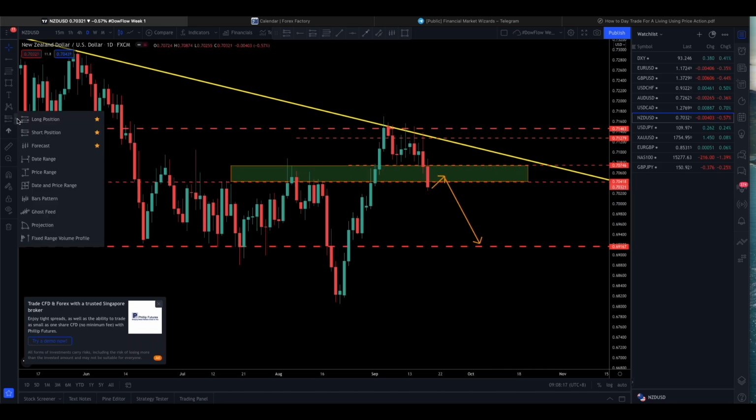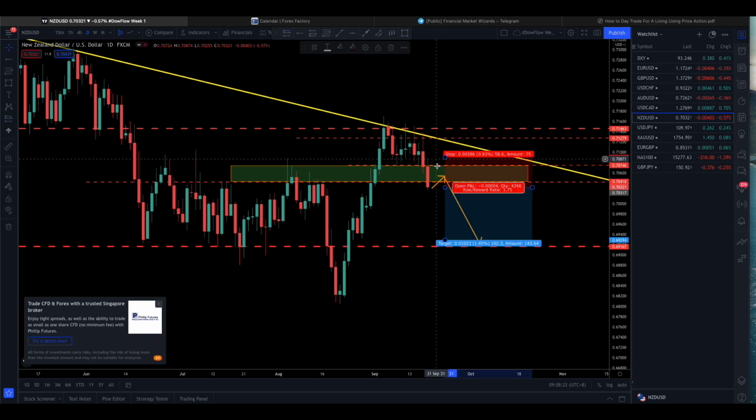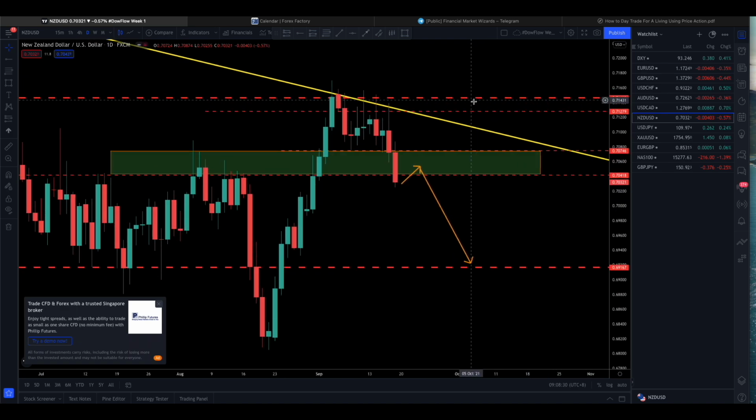But let's say you want to be a bit more aggressive. What you can also do is you can do something like that, because there's quite a lot of space between here to here. Okay, now this one I really see this as a double top pattern. So for this reason, I think the market condition is bearish.